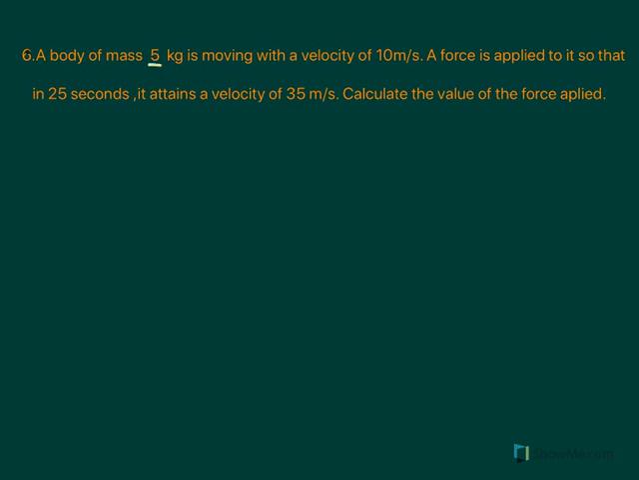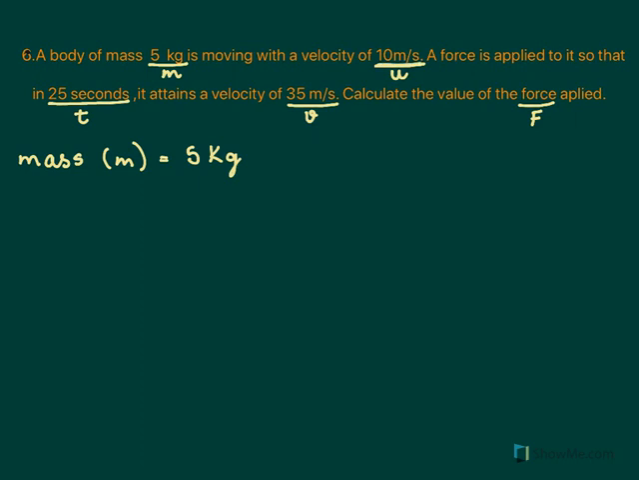A body of mass 5 kg, so this is mass, is moving with a velocity of 10 meter per second. So this is initial velocity. A force is applied to it so that in 25 seconds, so this is time, it attains a velocity of 35 meter per second. This is final velocity. Calculate the force. F has to be calculated. Let's write down the information. So we have mass of the body, which is m, equal to 5 kg. It had an initial velocity of 10 meter per second.